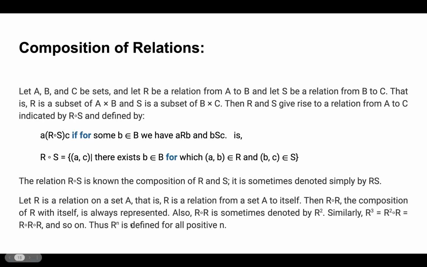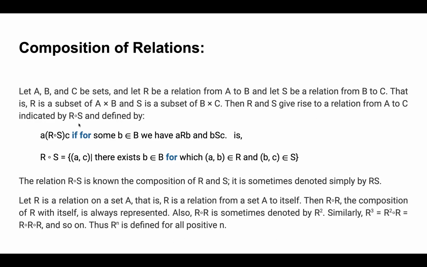What we do is take composition of itself with itself. Means only one set is there and R is the relation. Then R composite R is known as R square, and similarly like that R raised to N. It is composition of relations.